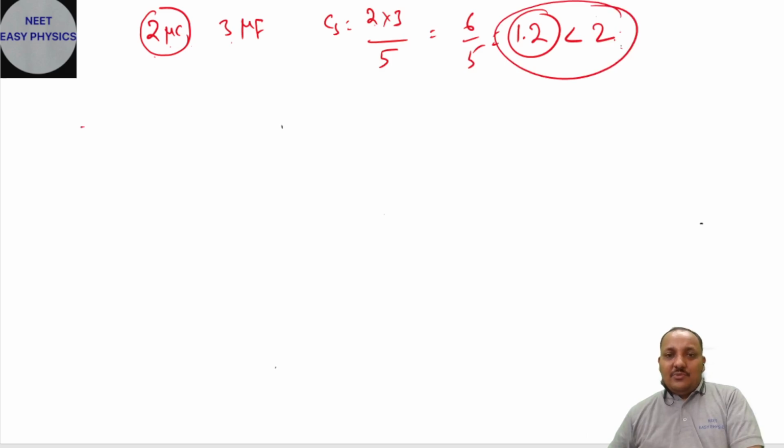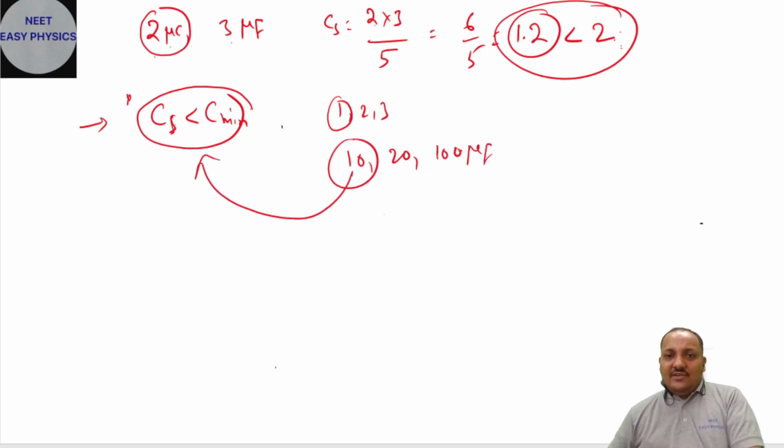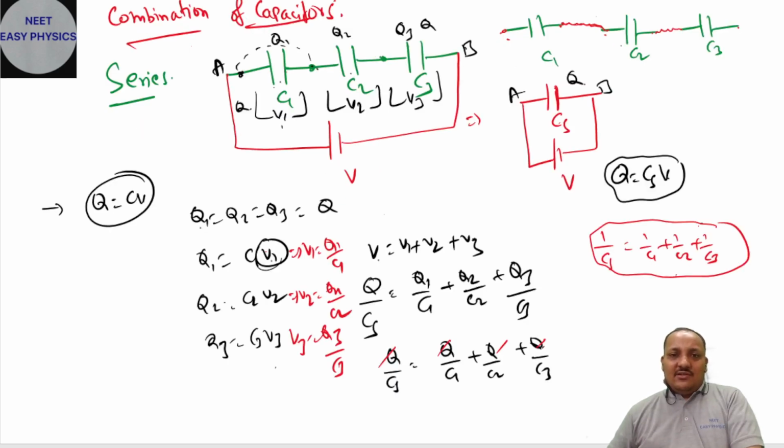Therefore, they will write one important point. What is that? CS, the resultant capacitance, is always less than the minimum capacitance among the capacitors. If you are taking 3, 1, 2, 3, your effective capacitance will be less than 1. If you are taking another set, 3, 10, 20, 100 farads or microfarads, then your effective capacitance is less than 10. That is the meaning of effective capacitance when capacitors are connected in series: less than the minimum capacitance among the capacitors.